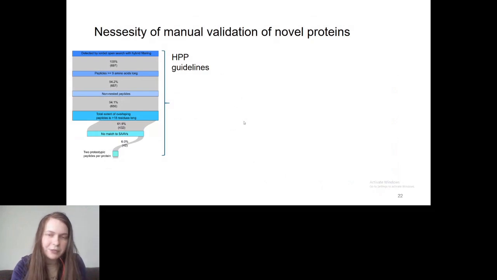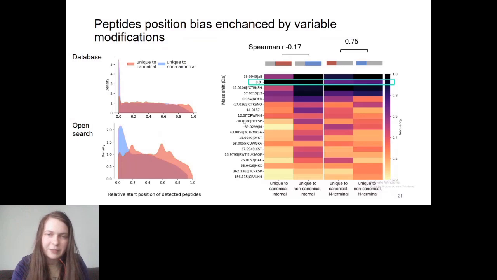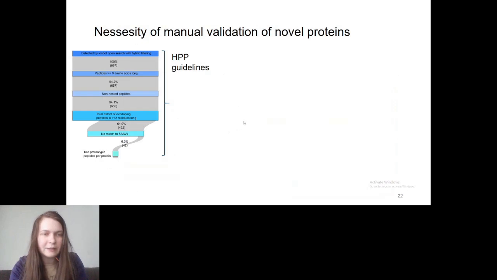Moreover, the modification pattern of N-terminal canonical and non-canonical peptides is closer to each other than that of internal ones. This suggests that the modification characteristics can be attributed more to peptide localization in the protein than to the protein group. Then we followed HPP guidelines to end up with the most confident set of non-canonical proteins.